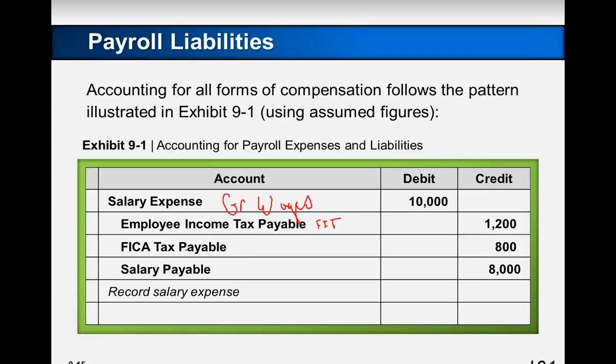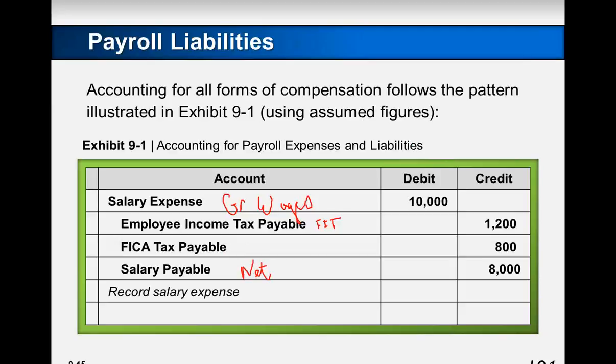Usually we would show these in separate accounts in our payroll records. It's easier to reconcile if we have our Medicare tax separate from our Social Security taxes. And then the payable here would be the net pay on your paycheck.